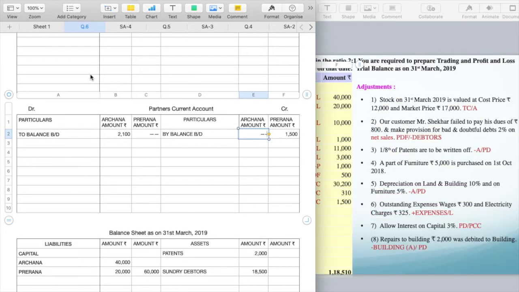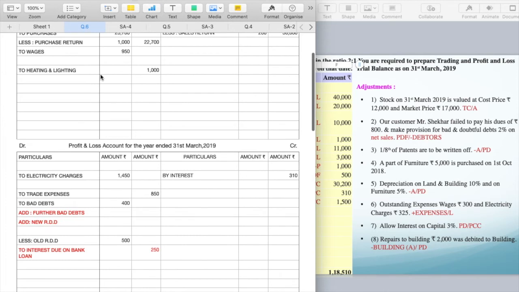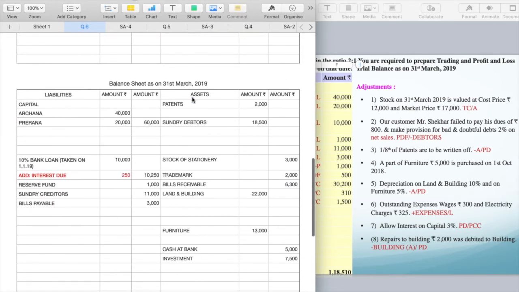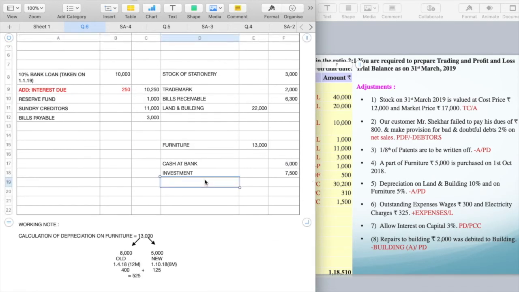Now let us start with the adjustments given below the trial balance. The first adjustment is the closing stock. In the fourth last line, we have to mention by closing stock in the trading account credit side. The amount we are going to consider is 12,000. The second effect of the same will go to assets. So by closing stock we mention, outer column 12,000.